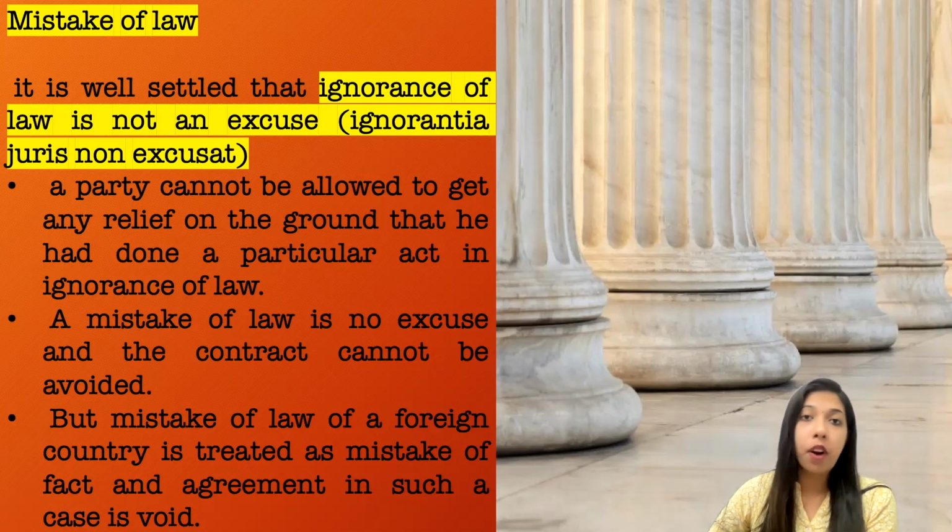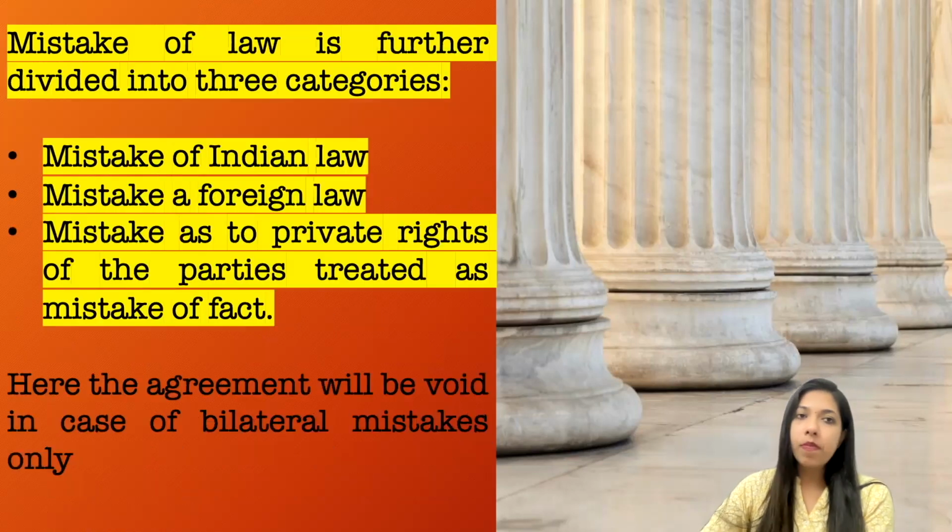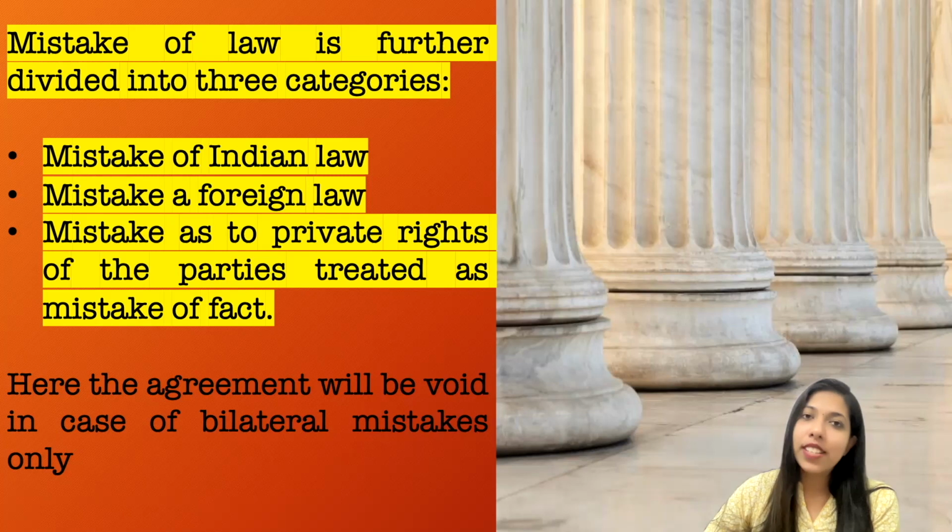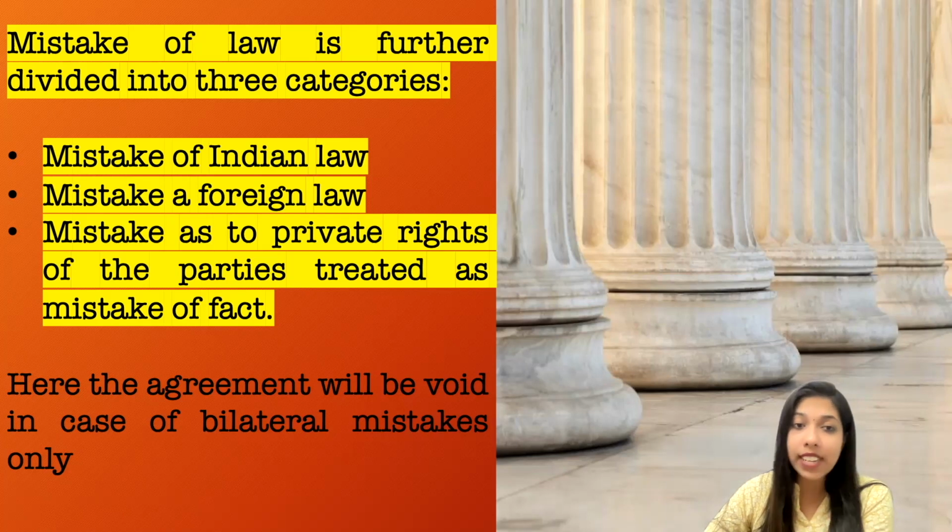But mistake of law of a foreign country, not Indian law, is treated as mistake of fact and not as mistake of law in India. Mistake of law is further divided into three categories: mistake of Indian law, mistake of foreign law, and mistake as to private rights of the parties, which is treated as a mistake of fact. Mistake of Indian law is non-excusable, ignorantia juris non excusat, and mistake of a foreign law is treated as mistake of fact, and the next is mistake as to private rights of the parties, which is again treated as a mistake of fact.